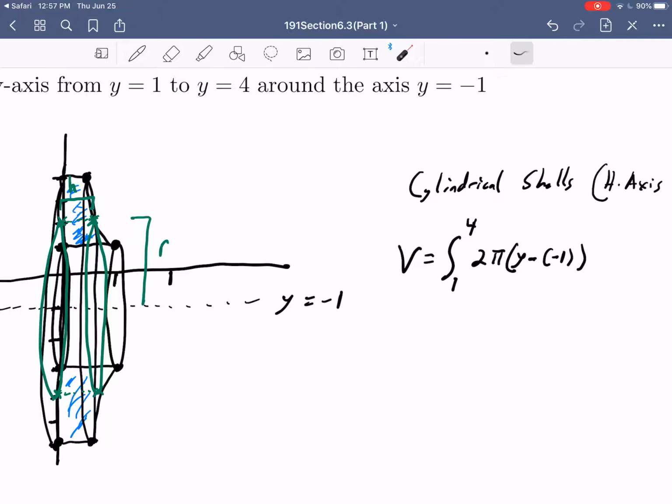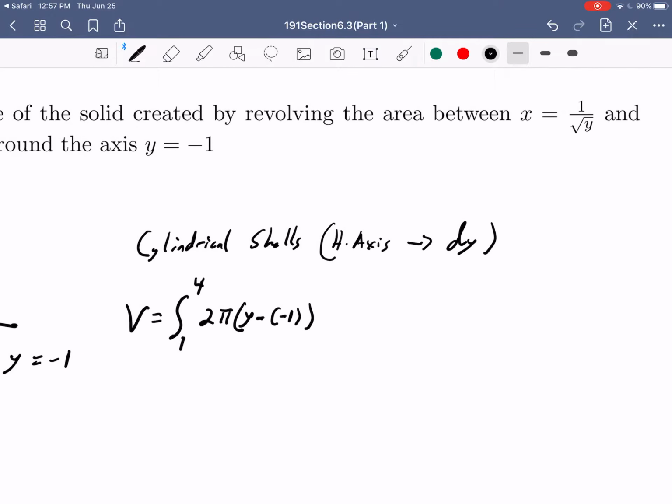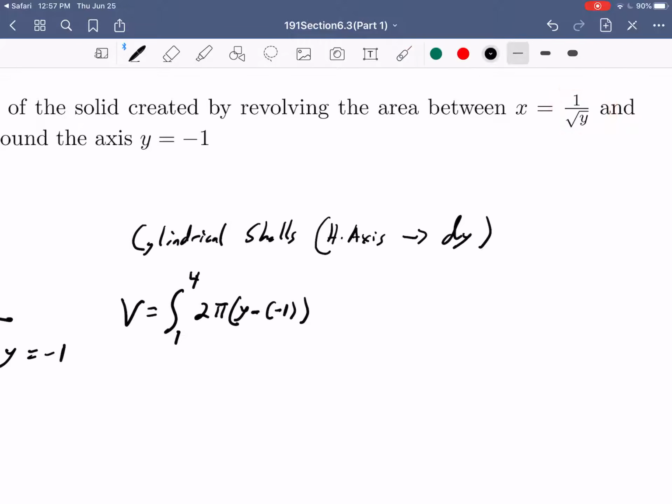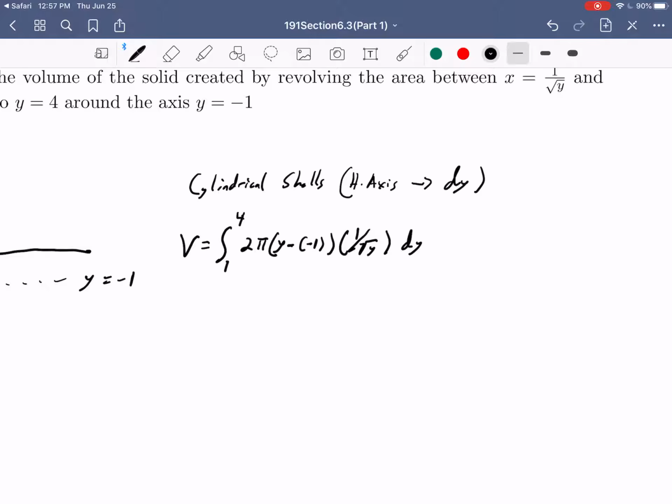Okay, what about the height? Well, the height is here. It's measuring from here to our function. So we know our function is just written as 1 over square root of y. So 1 over root y dy. There we go. If you want to simplify, you could immediately recognize it as the integral from 1 to 4 of 2 pi, y plus 1, 1 over square root of y dy.